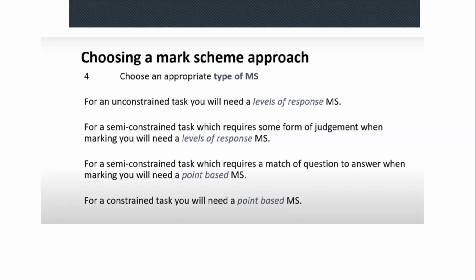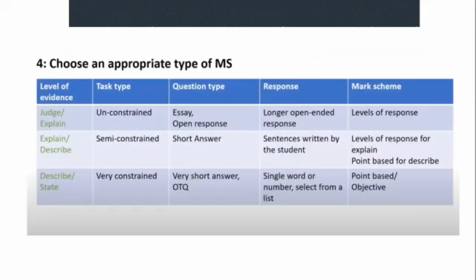For this, you will also have to choose a correct marking scheme. For an unconstrained task, you will need levels of response. When the task is not constrained, it doesn't have a set rule, you will have to give them an opportunity, open-ended questions will have to give them an opportunity to have different levels of marking scheme. Semi-constrained tasks, which require some form of judgment, you will need levels of response. Again, semi-constrained tasks, which require a match of question to answer, you will need a point-based marking scheme, and constrained tasks will require a point-based marking scheme as well. So this is the kind of marking schemes we have.